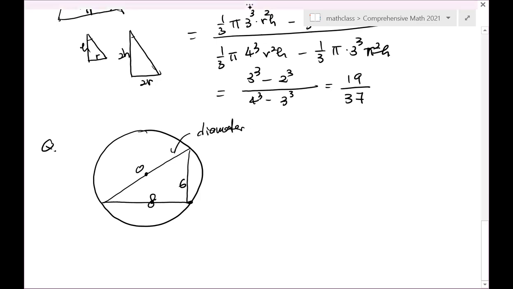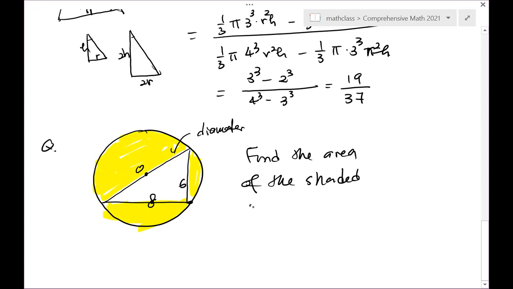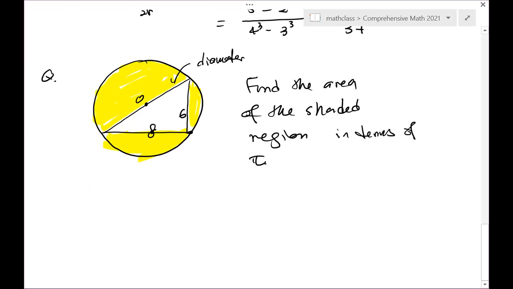Okay, so now I have a color. This is a shaded region. Okay, so what I want to do is find the area of the shaded region. Okay, in terms of pi, but don't estimate.